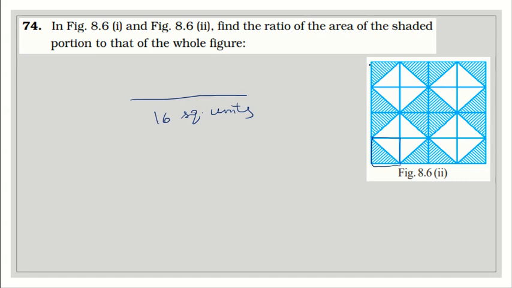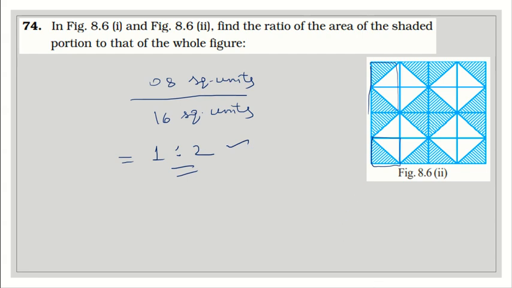But if you observe, this half and in the next, that half becomes 1, 1, 2, 3, 4, 5, 6, 7, 8. Total again 8 square units are shaded. Okay, so again we got a ratio of 1:2 only. This is how we solve the figure.